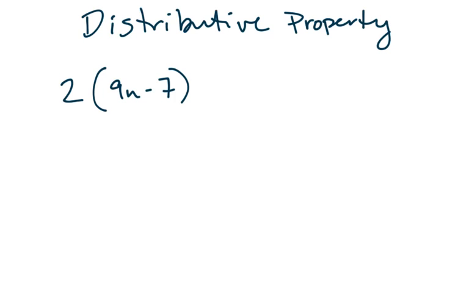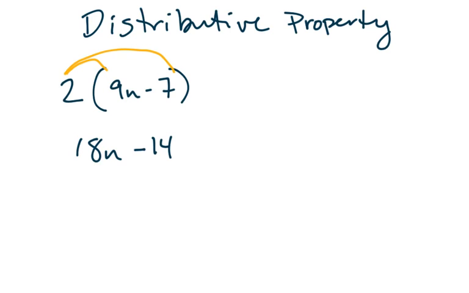So what we're going to do is distribute this 2 and multiply it by both terms inside the parentheses. So we're going to get 2 times 9n is 18n. And then we're going to have 2 times negative 7 is negative 14. So we're going to write minus 14 because subtracting 14 is the same as adding negative 14. And that's the answer.